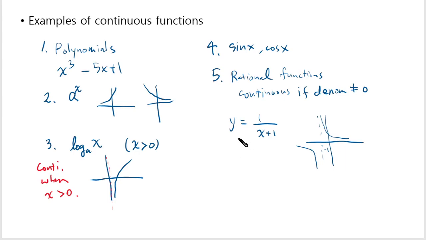So this is continuous at x equal to a, as long as a is not equal to -1. See, at -1, there's a vertical asymptote, and the graph is not connected, right? It's broken. So in that case, we say that the graph is discontinuous at x equal to -1. So what I'm saying is that for rational functions, as long as the denominator is non-zero, then at those values, the function is continuous.